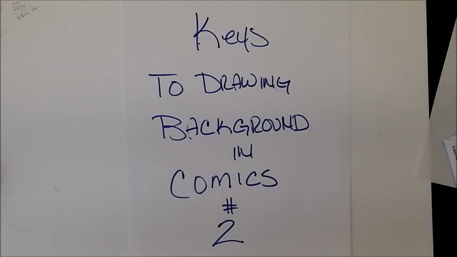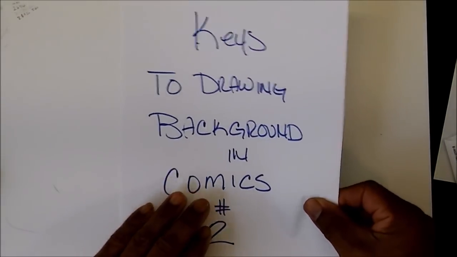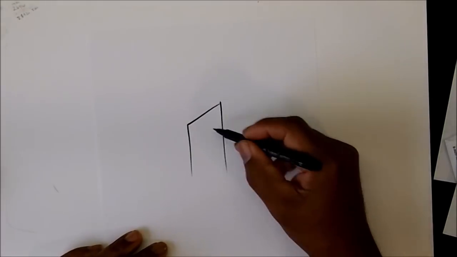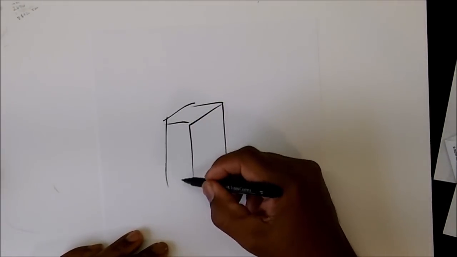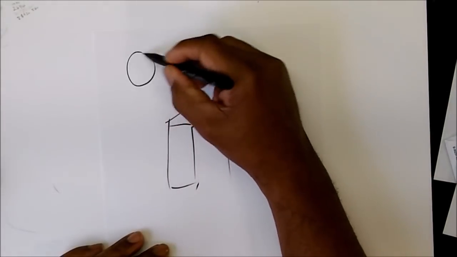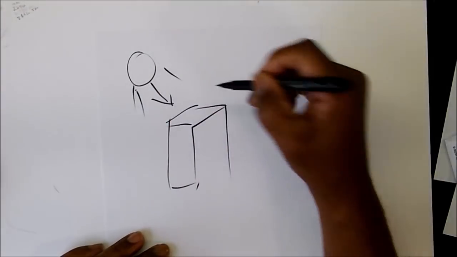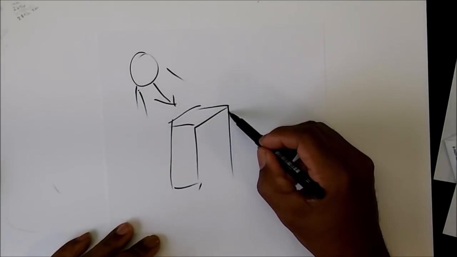Now, if it's night, that's kind of a good thing because you can use a lot of shadows to hide stuff if you're not a great background drawer. So that's a good thing, but you have to have a good sense of light and shadow. You have to always know where your light source is. So let me find a good example. If you had a box, and your light source was here, your shadow would come maybe about here.